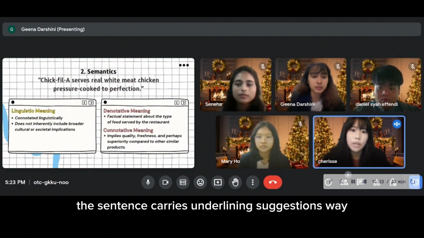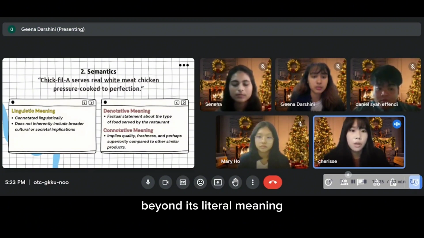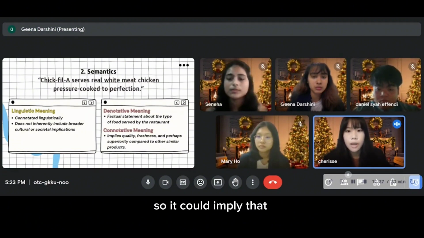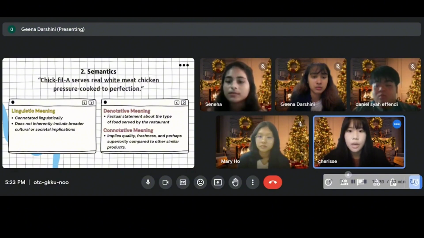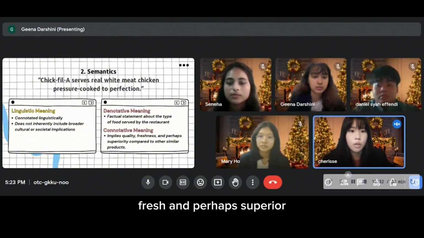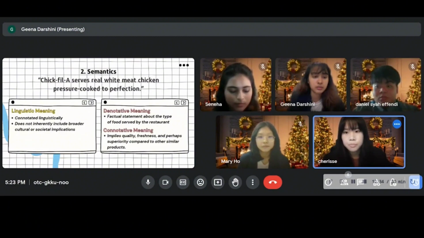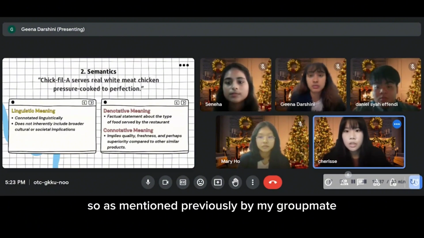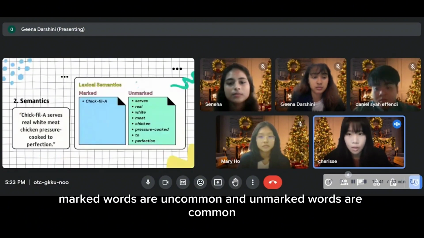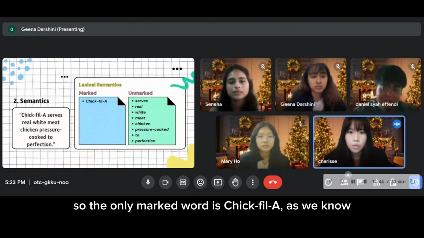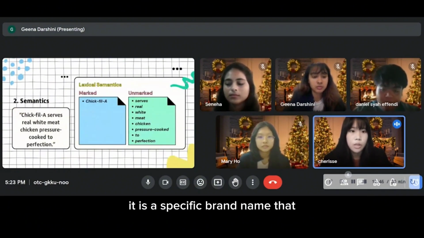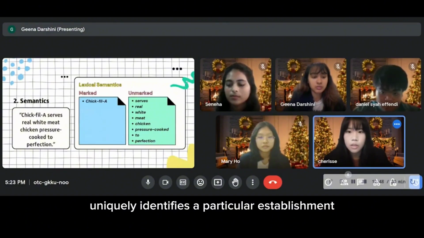Connotatively, this sentence carries underlying suggestions beyond its literal meaning. So it could imply that its quality is fresh, and perhaps superior compared to other similar products. Next slide, please. So as mentioned previously by my good mate, marked words are uncommon and unmarked words are common. So the only marked word is Chick-fil-A. As we know, it is a specific brand name that uniquely identifies a particular establishment.